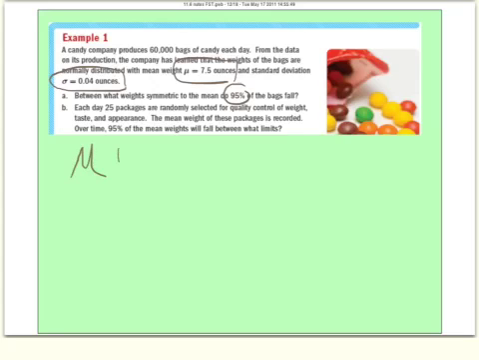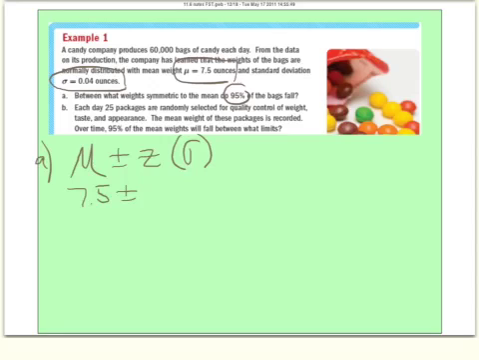Take your mean, add or subtract whatever z-score we want to use, and then we're going to use, in this case, the sigma, because we're just talking about this particular population. Okay, this is part A. So the mean for this case is 7.5, plus or minus. They want us to be 95% confident.